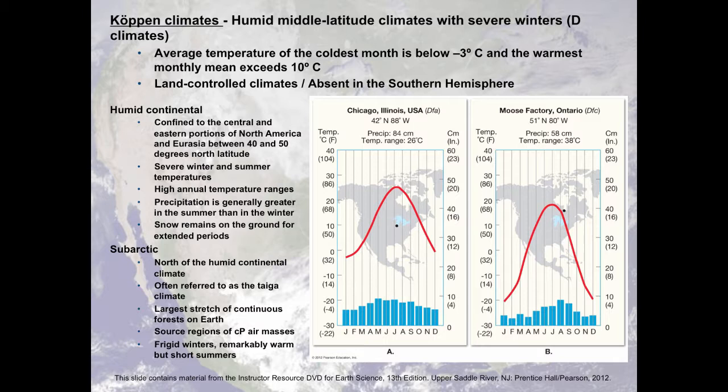And then subarctic is north of the humid continental climate, often referred to as the taiga climate, and the largest stretch of continuous forests on Earth exist in these zones, these taiga forests in northern Asia and North America. They're the source regions of the continental polar air masses, and they are very, very deep cold in the winter, but quite temperate, warm, pleasant summers.